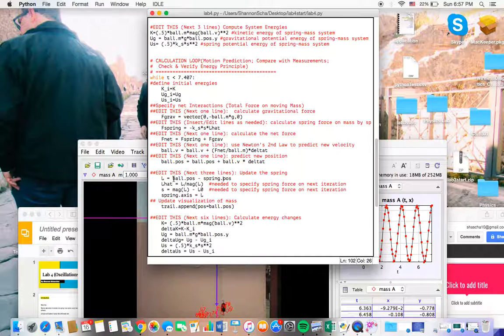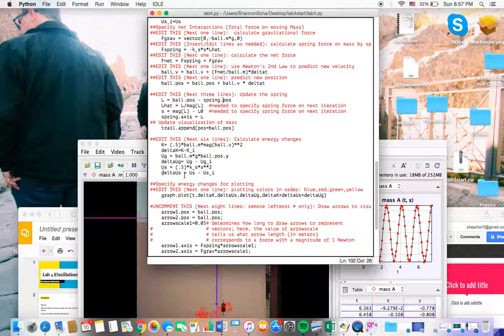L is going to be the stretch of the spring, so it's the ball's position minus the spring's position. L hat is just the direction of the spring force, so it's the L over the magnitude of the L. And S is just the magnitude of L minus L naught, which is the compression of the spring.